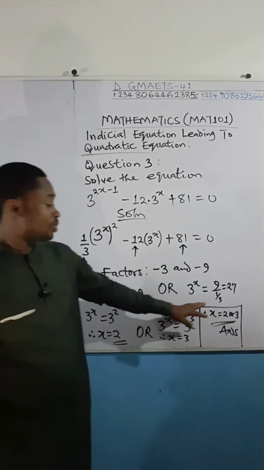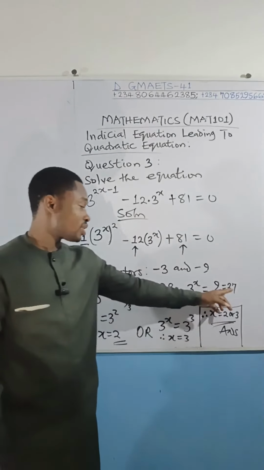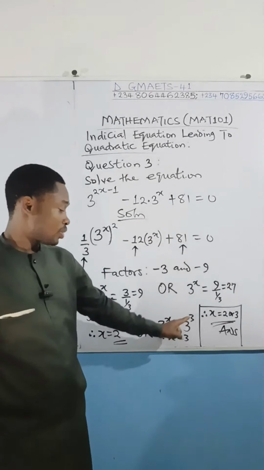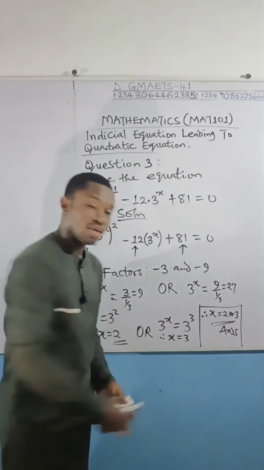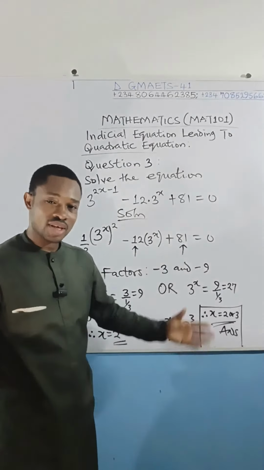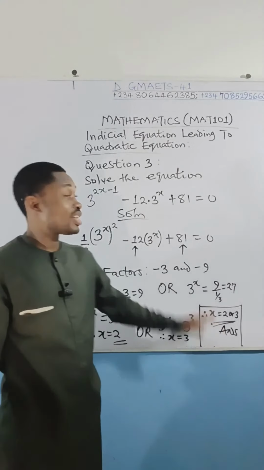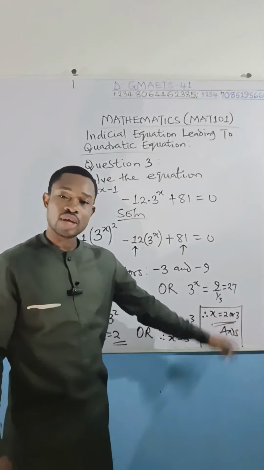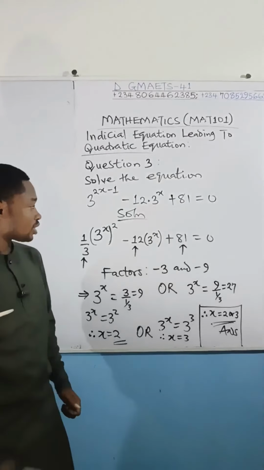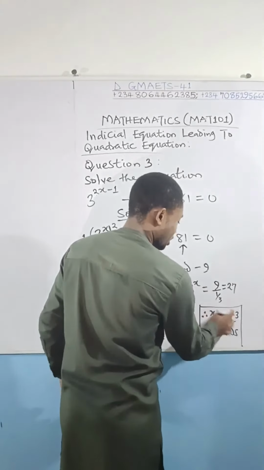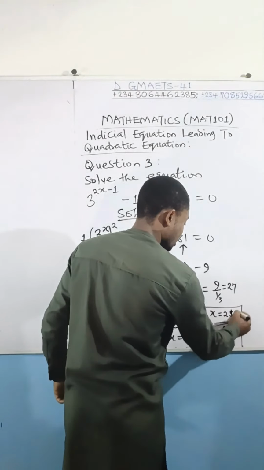Then in the second possible value, we have 3 raised to the power x equal to 27. Break down 27 to base 3, which is 3 raised to the power 3. The bases are the same, so you can cancel them or simply equate the powers. That's it. So x equal to 3. So the two possible values of x that solve this question are x equal to 2 and x equal to 3. I meant to use and because both of them satisfy the equation.